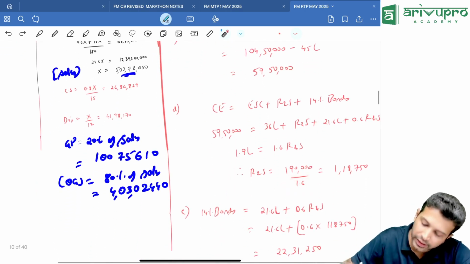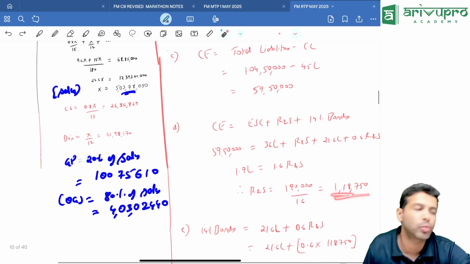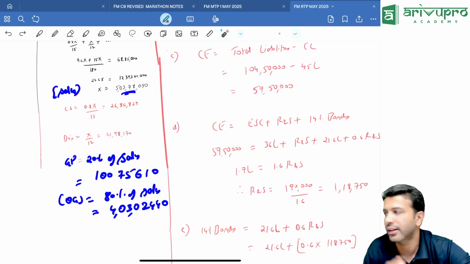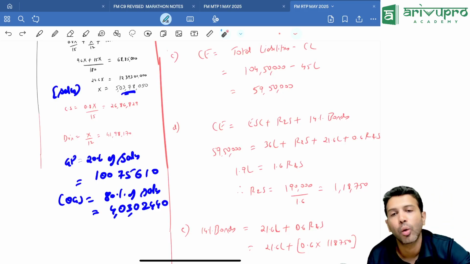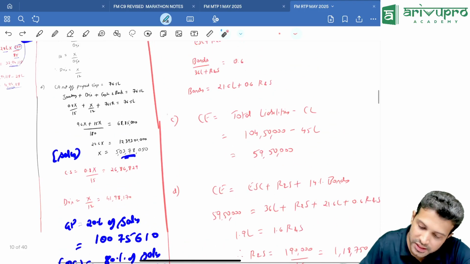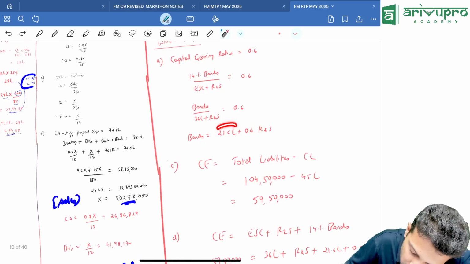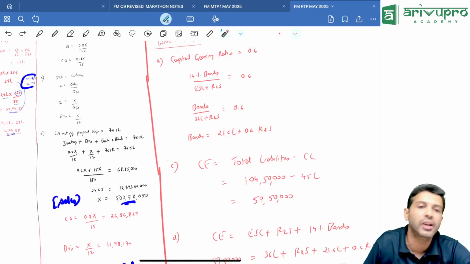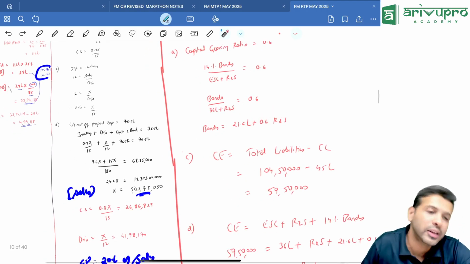1,90,000 divided by 1.6, which is 1,18,750. That's how to find out. Okay, G. Now, if you know reserves and surplus, can you find out bond? Yeah, bond is equal to 21,60,000 plus 0.6 times reserves and surplus.